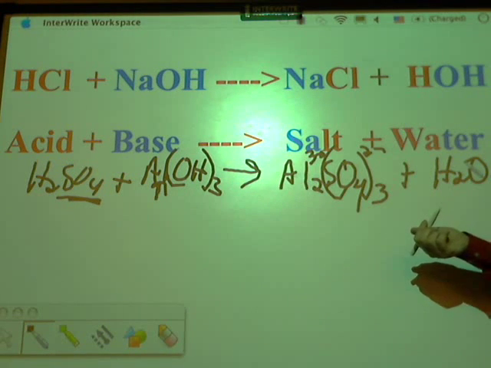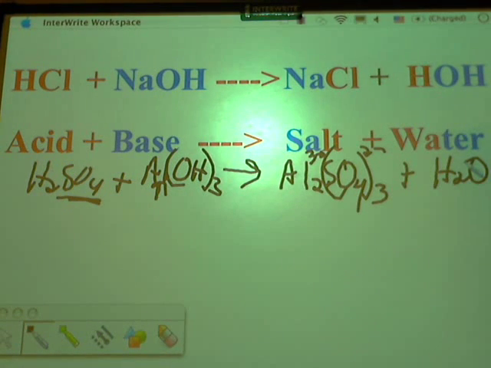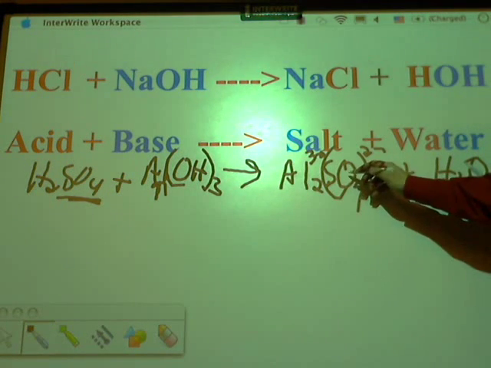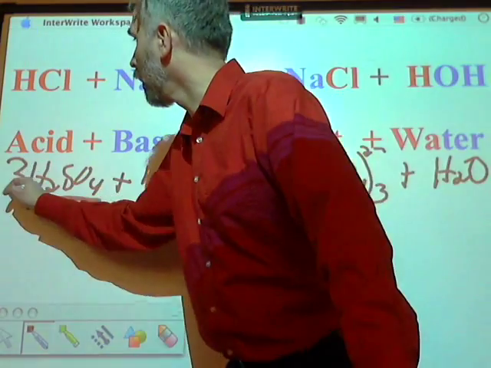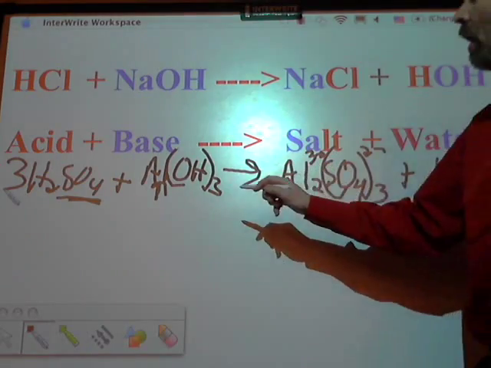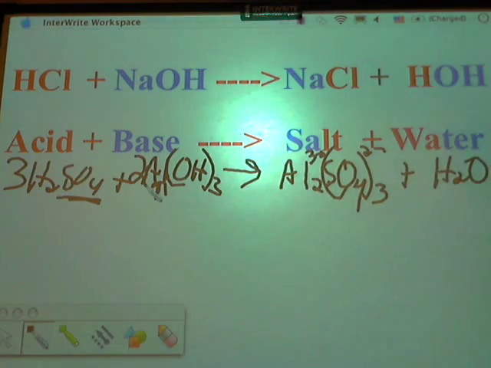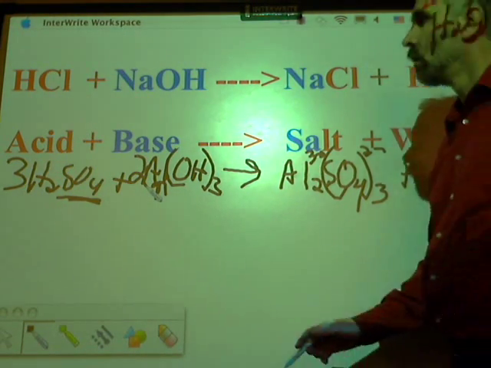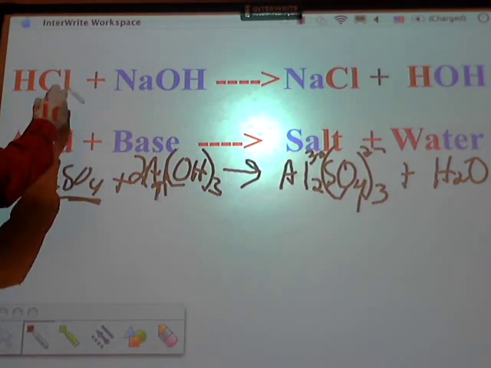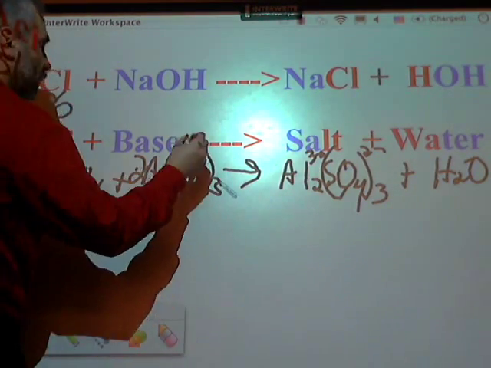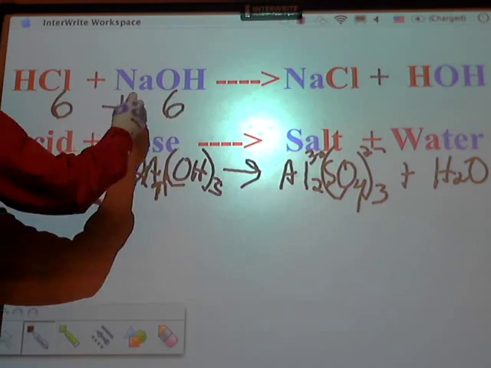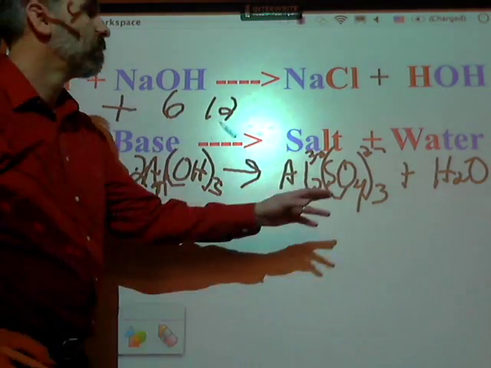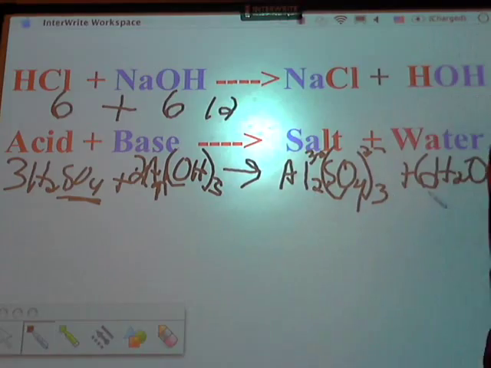But you do have to balance it, right? Got to balance this guy. How are you going to balance him? What will you need? Anybody? I got 3 sulfates here, right? So I'll need a 3 in front of there. I got 2 aluminums there. I'll need a 2 in front of there. And how many total waters do I now need? Well, 3 times 2 is 6 H's there. 2 times 3 is 6 more over there. So I need a total of 12 H's. So I'll put a 6 in front of that.